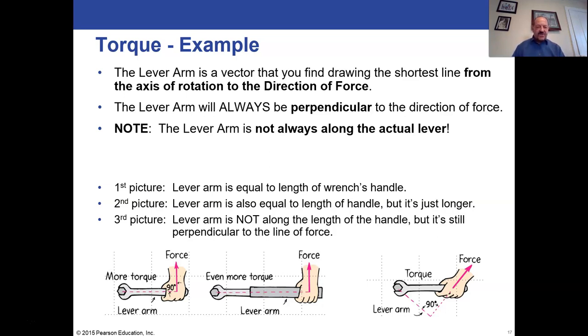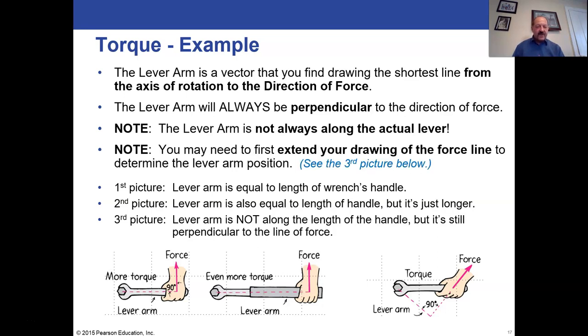So in this third case here, the lever arm is not along the length of the handle, but the lever arm, that theoretical line, is still perpendicular to the line of force. So you determine where that is by drawing your force line and just extending it. So I'll extend the force line from your hand. Obviously there's no hand down there, but you just follow that line down. And then you find the shortest line between the axis of rotation, which is just the nut that's turning, and the force line.